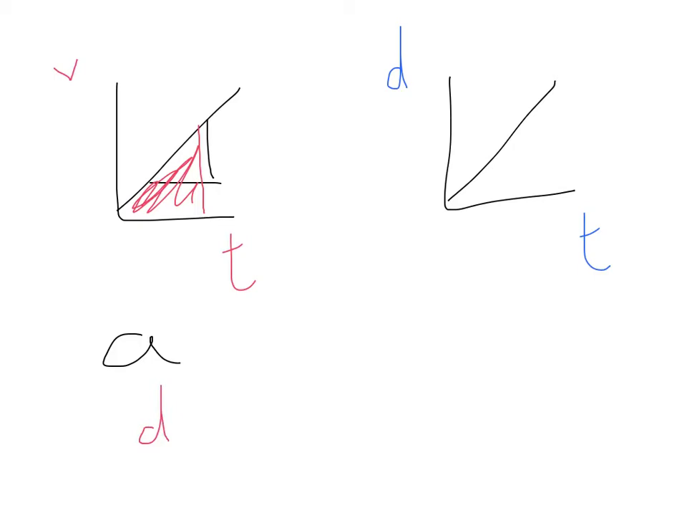With the distance time graph, it's a little bit different. If you find the gradient of the graph, it gives you the speed, or the velocity, and the area under the graph, well, that doesn't mean anything, so you should never be calculating the area of a distance time graph.